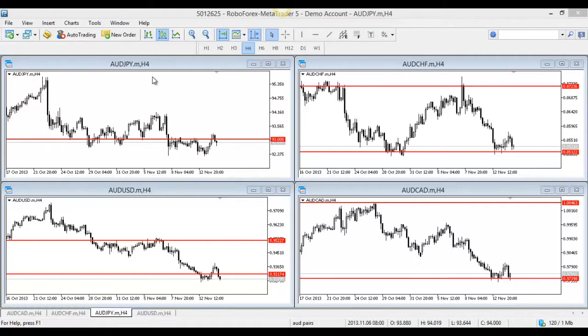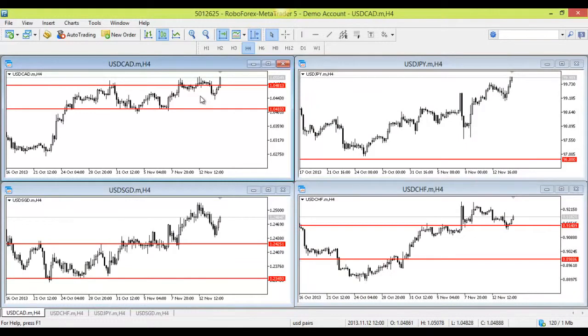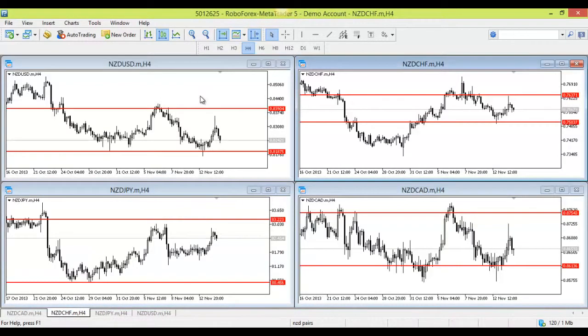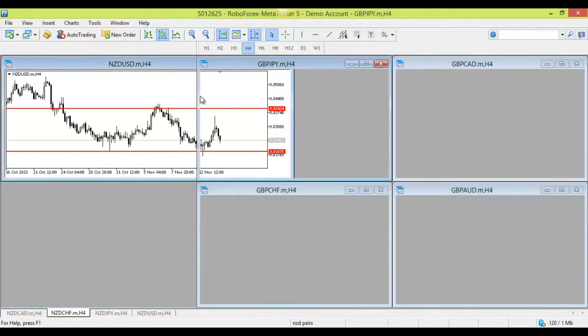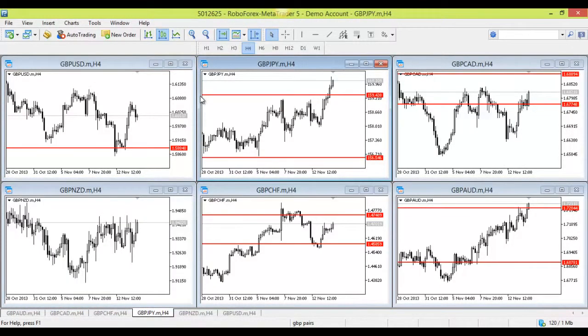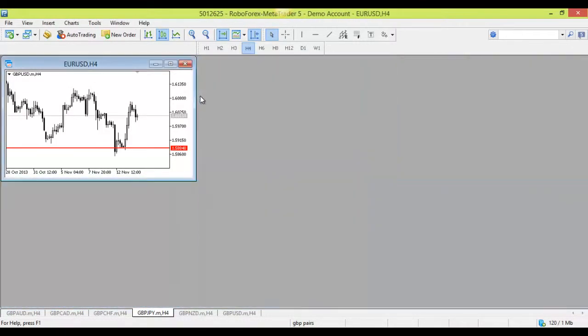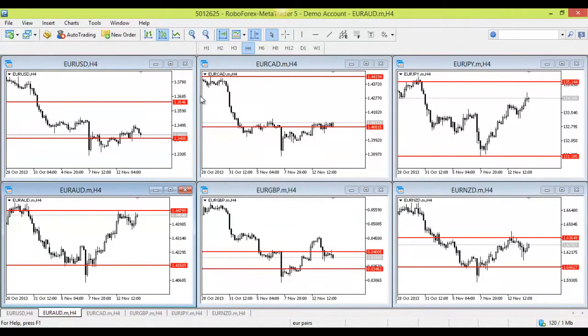So I start by putting all the pairs together. So this is all the Australian pairs, and I set up individual profiles so then I can scroll through them. If you press Shift and F5, you can scroll through. So there's the US dollar pairs, the New Zealand pairs, the Great British Pound pairs, and the Euro pairs.